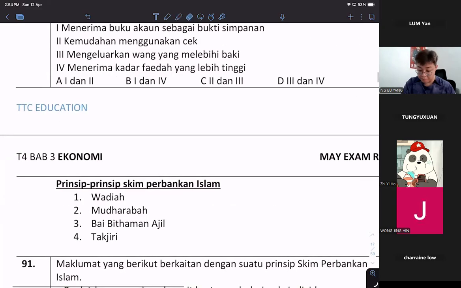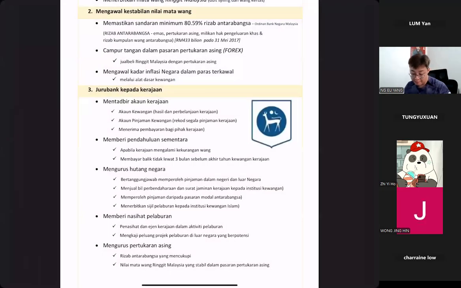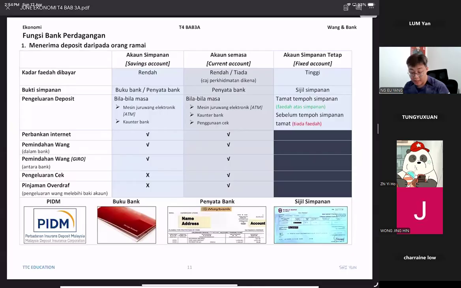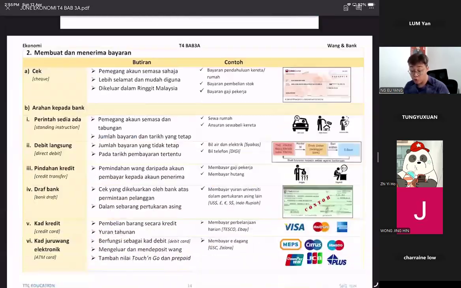So which means what is scheme perbankan Islam? So the principle for scheme perbankan Islam is that the bank Islam is never going to receive riba. So Atika, I think you are the only Muslim here, right? Yeah. So what's the meaning of riba? I'm afraid that I'm explaining riba wrongly. What is riba? I'll show you guys the bank Islam. Yeah, all the scheme perbankan Islam is tidak berunsur riba.